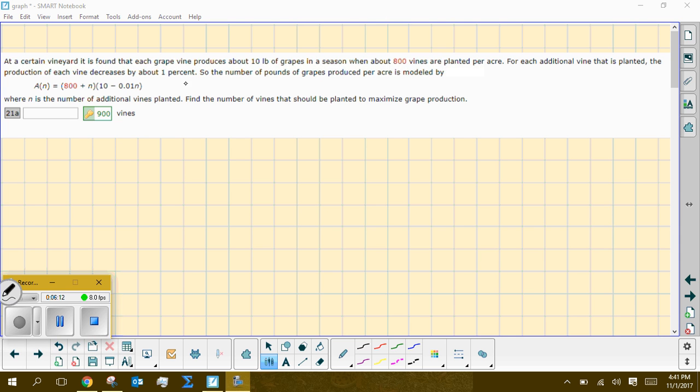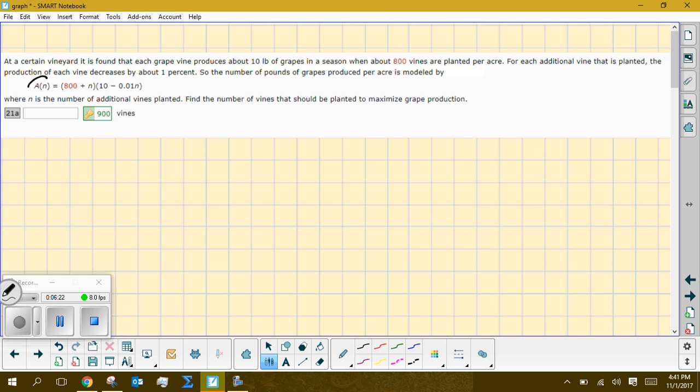So what we're trying to find here is the amount. The number of pounds of grapes produced per acre is modeled by this. So that's a poundage, where N is the number of additional vines. So 800 plus N, 800 is the initial amount of vines, plus then I'm going to start planting extra vines. They're saying for every additional vine, I'm losing 1% production from each vine.